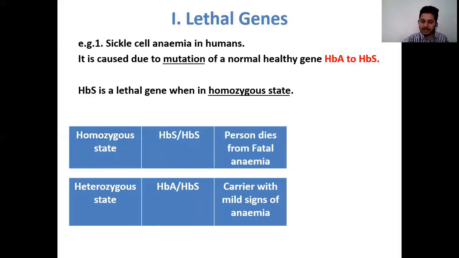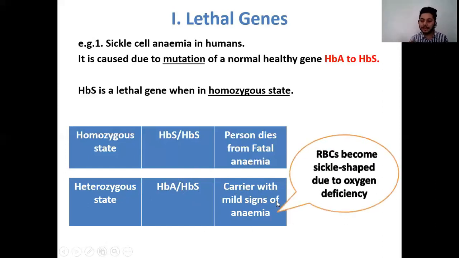So such individuals are said to be carriers because they carry the lethal gene for life. These individuals are called carriers, and they show mild signs and symptoms of anemia. So what are these signs and symptoms?